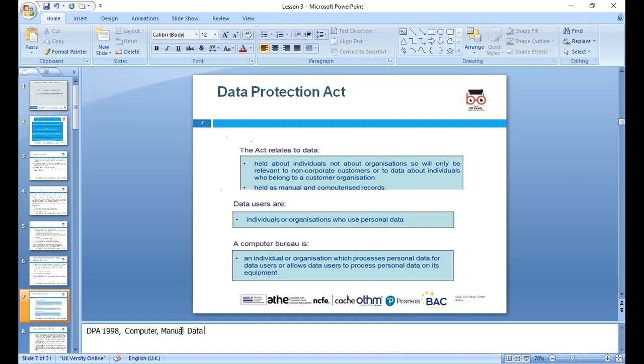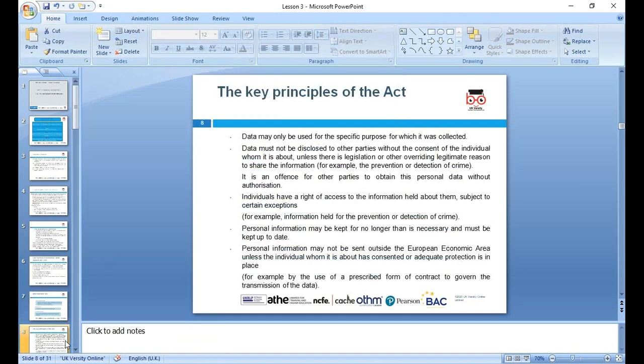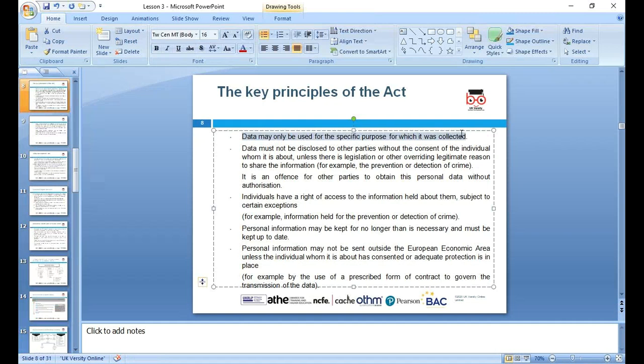So individuals or organizations who hold personal data, a computer bureau, or an organization which processes the data for the data user, and allows you to process personal data and its equipment. All of this we need to follow. So data needs to be secure, so nobody steals it. The key principle: there are 8 principles. Data may be used only for the specific purpose. We get the information because we want to give credit to people. We need their date of birth, their location, and some details from the credit agency. So it's a specific purpose too. The purpose is to ensure people make the payment.